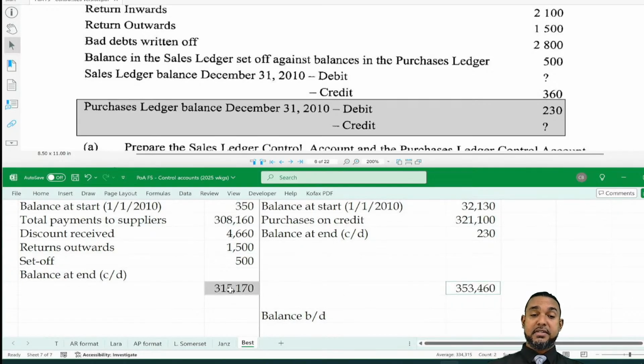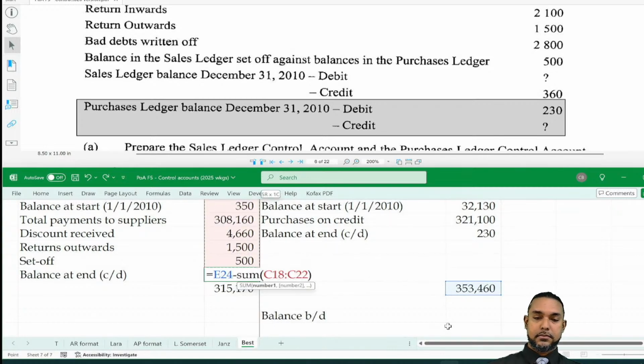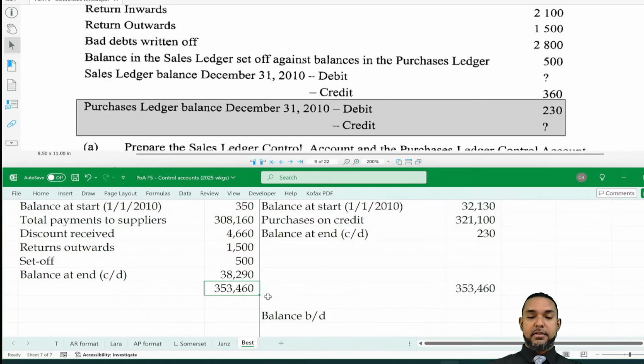Okay, so now, as you can see, this debit side is 315,170. The credit side is 353, that's about 38,000 and change, right? So to find the balance, you find the difference between the two totals. You take your credit side total and you minus your debit side total. See, 38,000 and change. So the balance brought down on the credit side is 38,290.